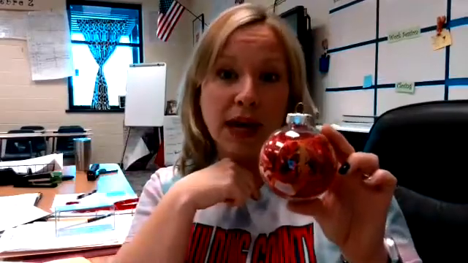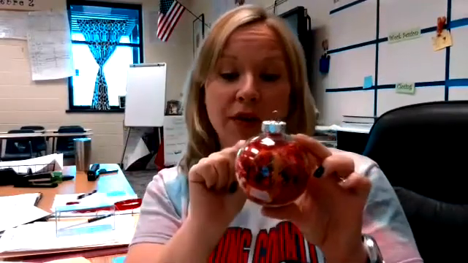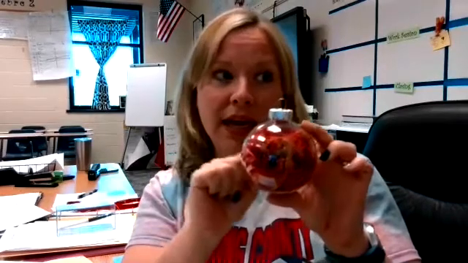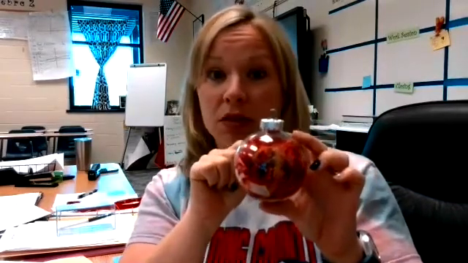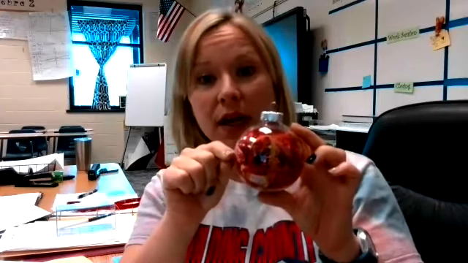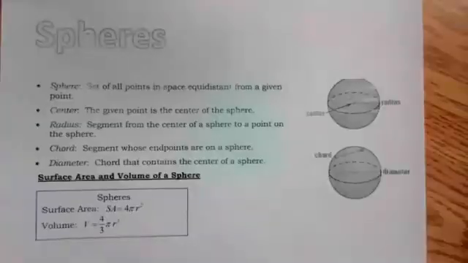So when we're talking about the radius of a sphere, you have to go from the very center to the edge. You can go to any edge, but it's going to be like from the center inside to the outside edge for the sphere. So let's look at the surface area and volume.